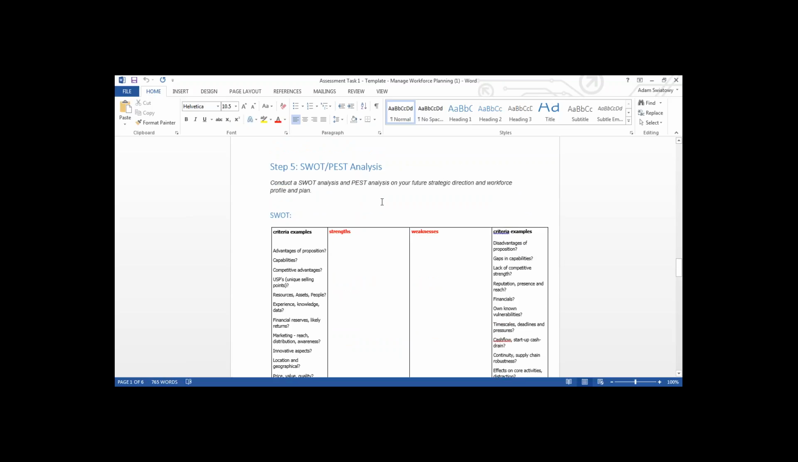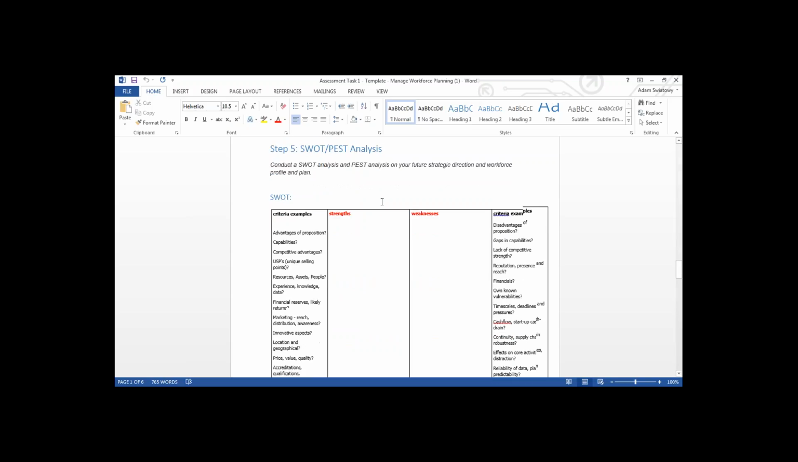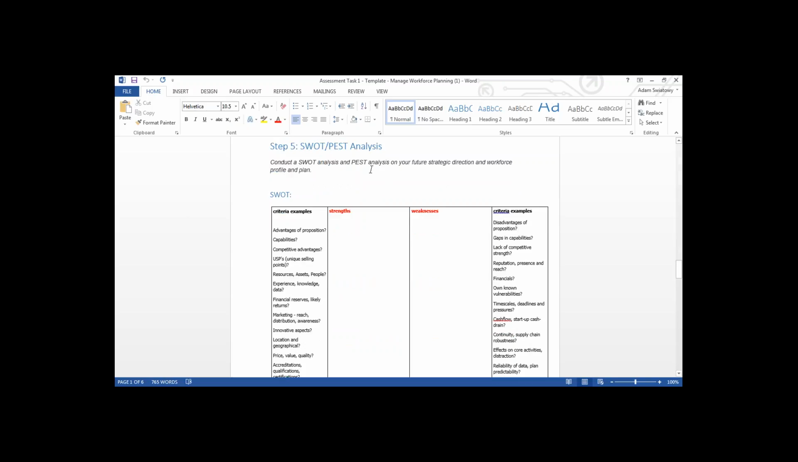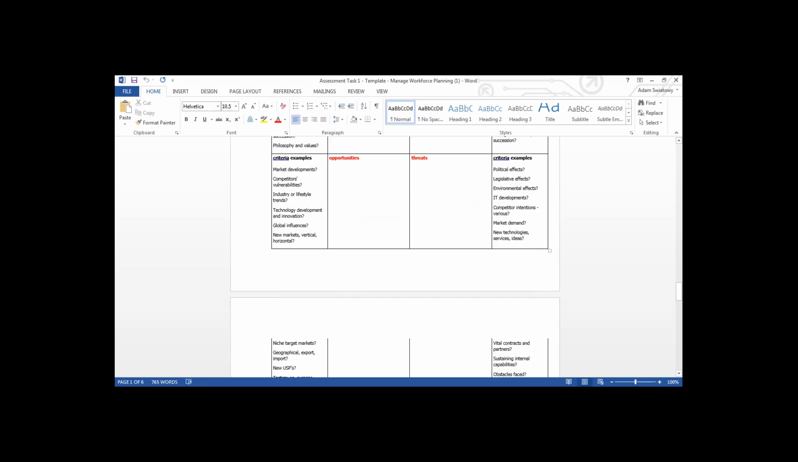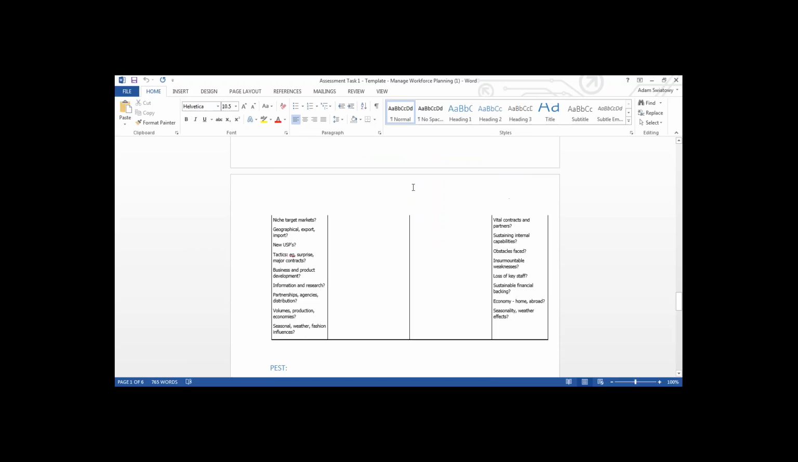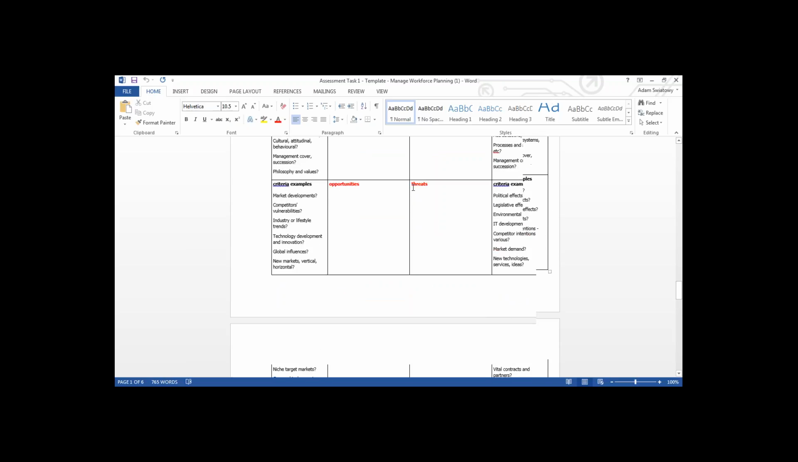Okay. Step 5, this is part of doing our internal and external analysis, I guess you could say. So firstly, I want you to conduct a SWOT analysis. Now, SWOT stands for strengths, weaknesses, opportunities, and threats. Remember, the strengths and weaknesses are your internal functions. So a strength or a weakness will be about you or the business. Opportunities and threats are looking outside. So an opportunity might be market developments, an industry trend or technology developments. A threat might be a political situation or environmental effect. Competitors, they are some of our threats externally.